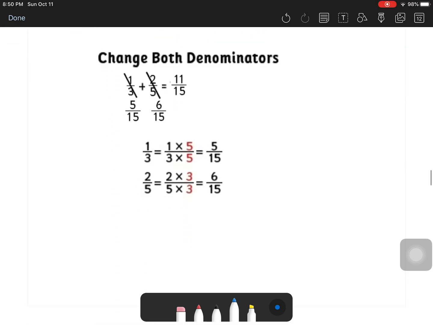And then sometimes we do have to change both of the denominators. So if we have 3 and 5, the common multiple is 15. So we go times 5 here, and times 3 there. That's what they're showing here. And so that's how we get 5/15, 5 times 1, and then 2 times 3 is 6. Now we can add these together: 5/15 plus 6/15 equals 11/15.